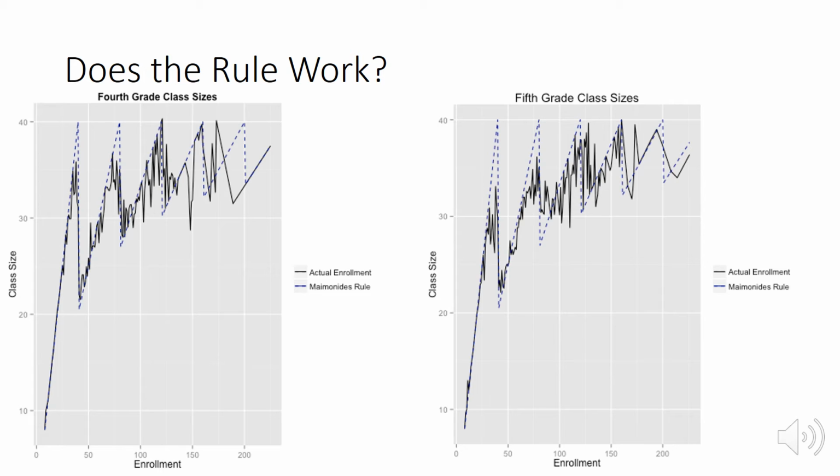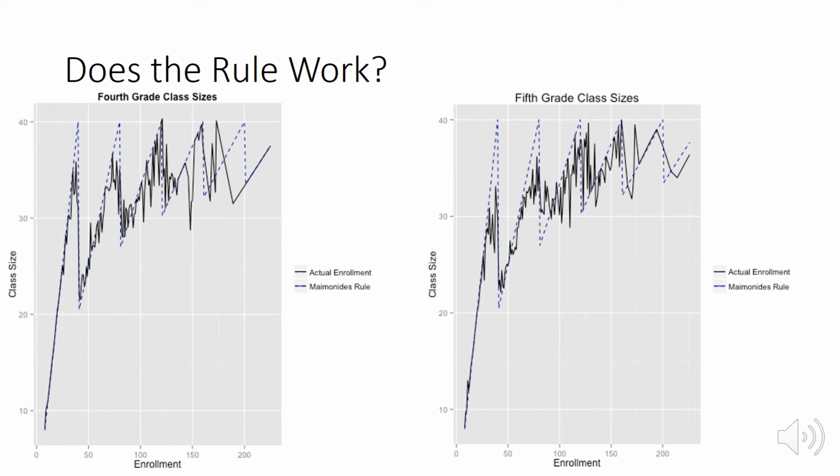Now, it's important to note that not every school district can follow this rule exactly. So what we have on these graphs, I don't know if you guys can see, is the actual enrollment and the enrollment predicted by the rule. And not every school district can follow these graphs exactly. But it looks like the enrollment, the class size, is pretty tight around the prediction. There's some variation around the rule, but we generally follow the predictions quite well.